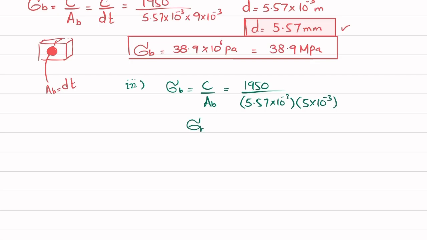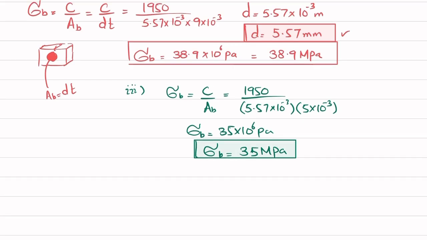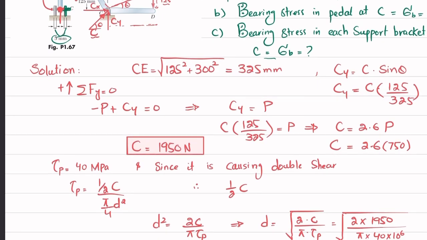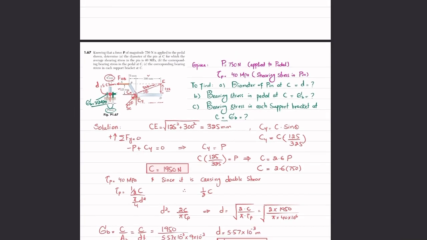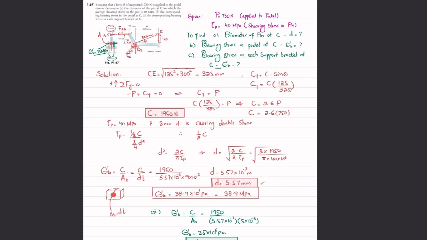So when you solve this, you will get bearing stress comes out to be 35 into 10 raised to power 6 Pascal, and in megapascal it is 35 megapascal. So this is the bearing stress in each bracket at point C. So in here you will be having a bearing stress of 35 megapascal. And this was all about problem 1.67.